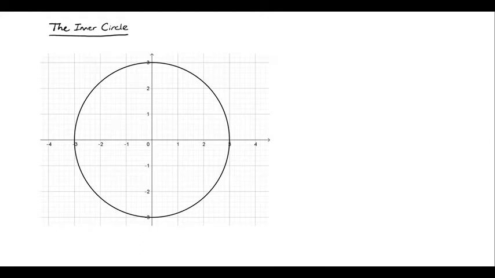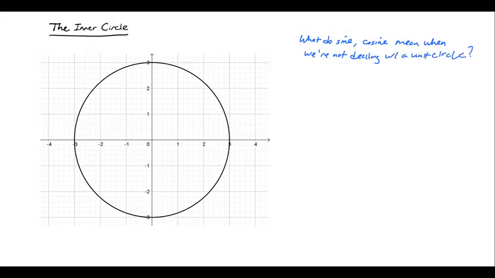Hello Math 1093. In this video we're going to talk about what the sine and cosine functions mean when the circle isn't a unit circle. So what do sine and cosine mean when we're not dealing with a unit circle? That's the big question for this video. You'll notice here I've put up a circle centered at the origin, but whose radius is 3. And that'll be what we use for this video.